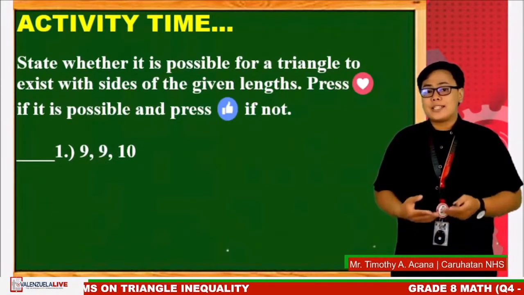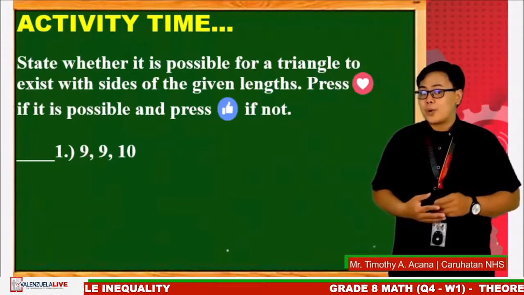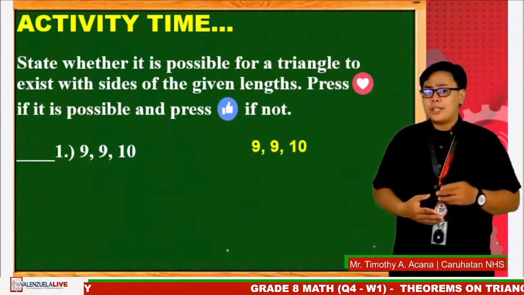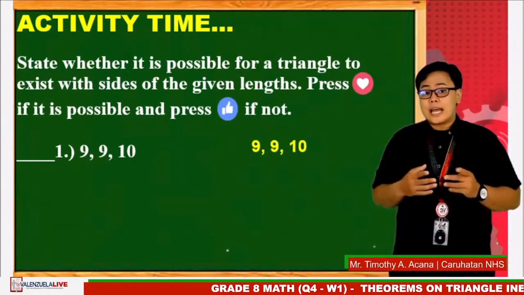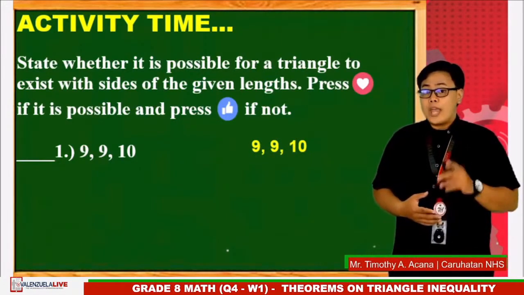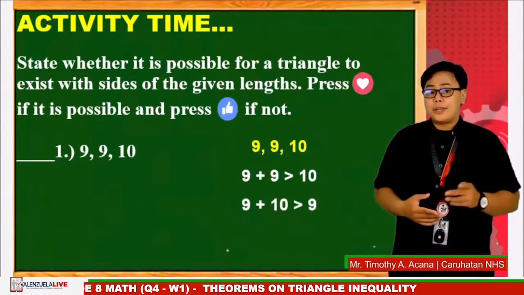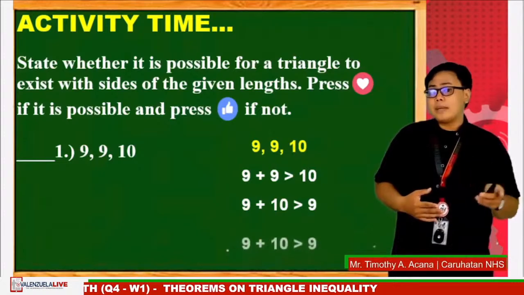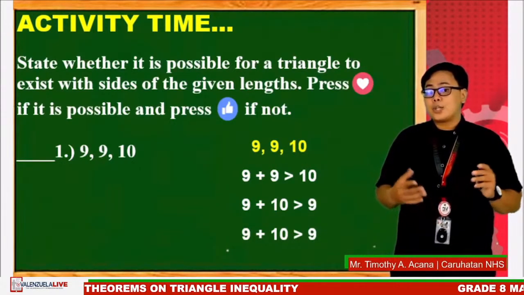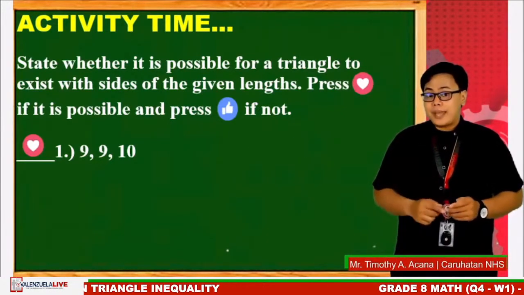First, we have sides 9, 9, and 10. Will 9, 9, and 10 form a triangle? So using the triangle inequality theorem number 3, which says that the sum of two sides of a triangle must be greater than the remaining side, we have 9 plus 9 is greater than 10, 9 plus 10 is greater than 9, and again 9 plus 10 is greater than 9. Since the sum of any two sides is greater than the remaining side, therefore 9, 9, and 10 are possible lengths of a triangle.